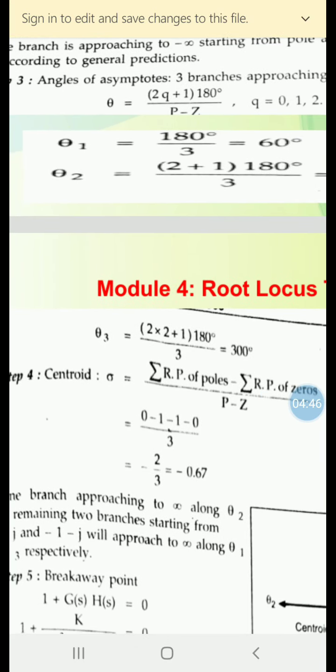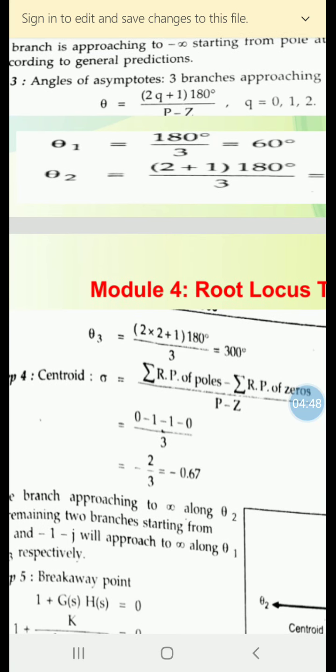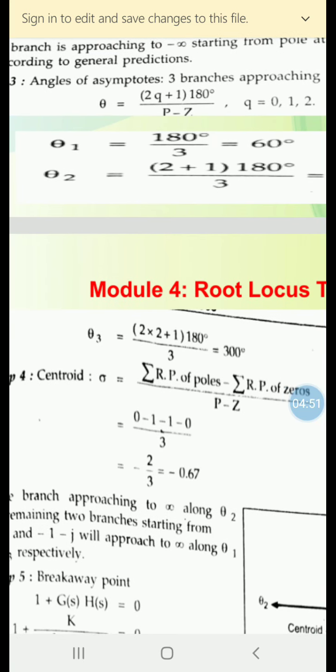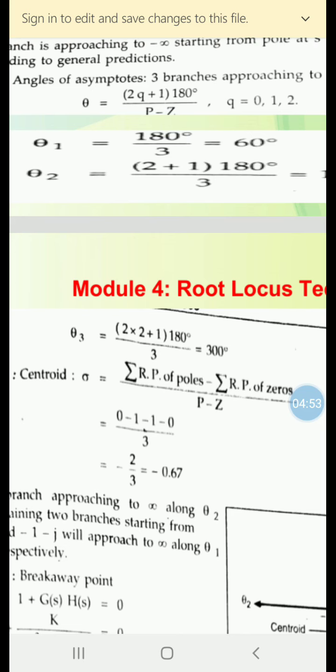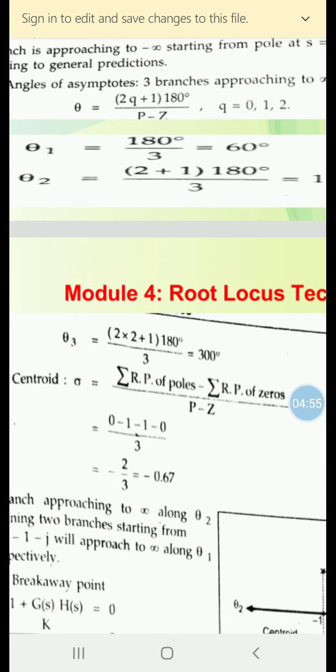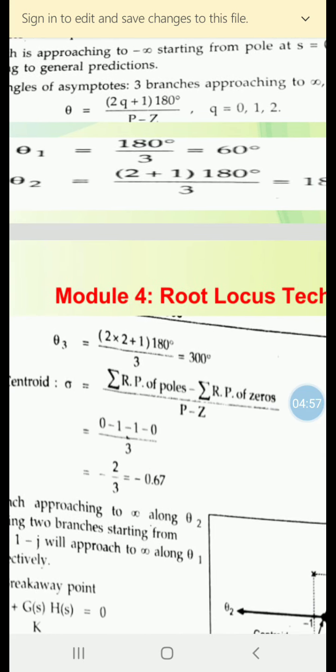Next we have to find the centroid. We have the formula for the centroid as the summation of the real parts of poles minus the summation of the real parts of zeros, divided by P minus Z.